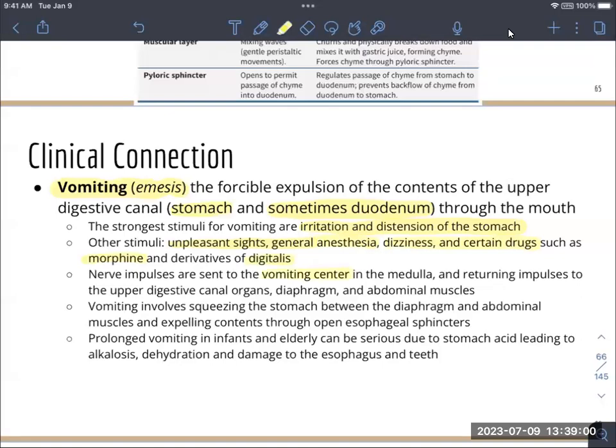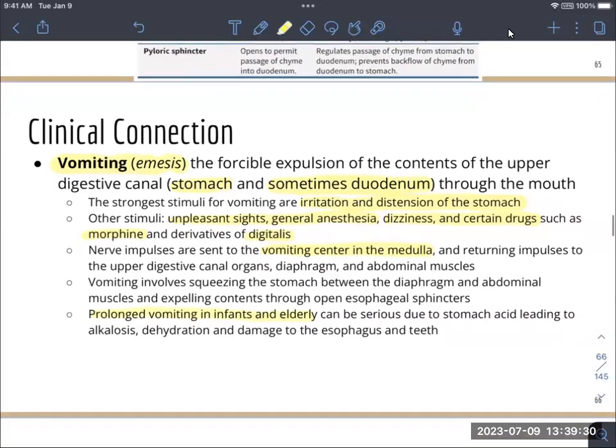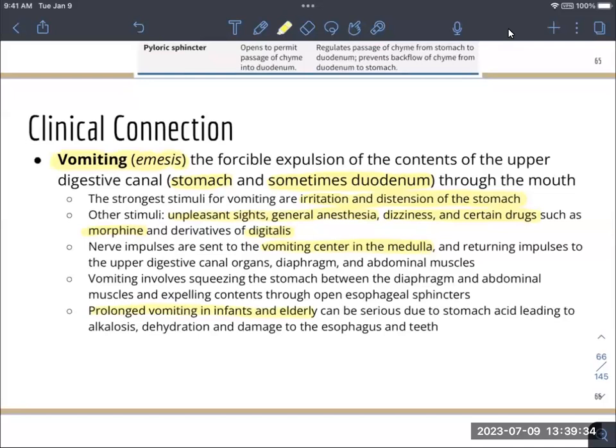There is a vomiting center in the medulla that nerve impulses are sent to, and then those returning impulses actually cause vomiting, which squeezes that stomach contents back up through that esophagus, through those esophageal sphincters, and out. Prolonged vomiting, especially in infants and elderly, can be very serious because of losing that hydrochloric acid. It can cause alkalosis. It can cause dehydration. Those acids that hit that esophagus and those acids that hit that teeth can erode your esophagus and can erode your teeth.